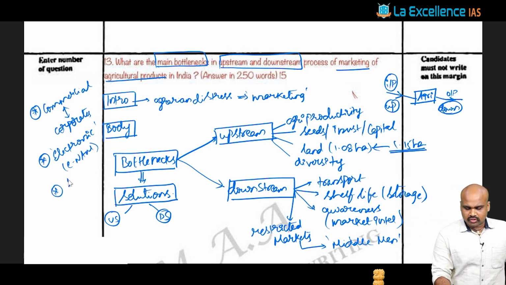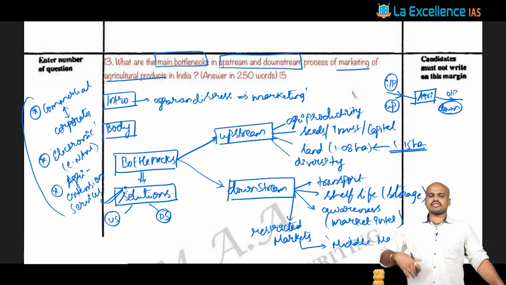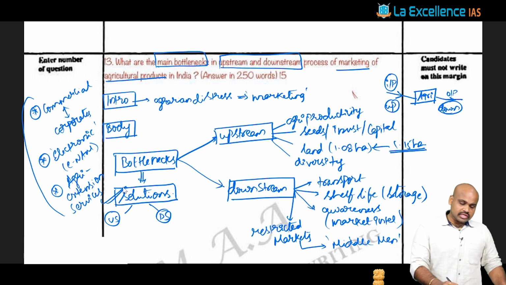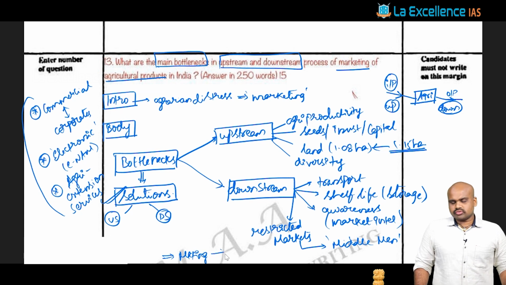And not only this, we also have to talk about the electronic aspect. One classic example that we see is eNAM. And we also have to talk about certain agricultural extension services, because these agri extension services would provide a necessary solution for the upstream bottlenecks. So all these things have to be incorporated when you are discussing the solutions part. We cannot afford to miss such solutions here.